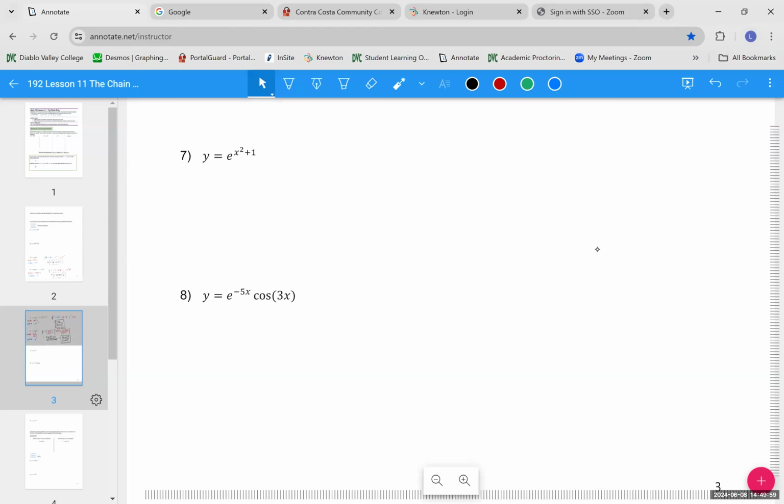Okay. So I want you to try number 7 and number 8. And before you start, I just again want to mention something about number 8. It looks to me like we have a product. We have an e to a power times a cosine. So you're going to need a product rule to find the derivative of this function.